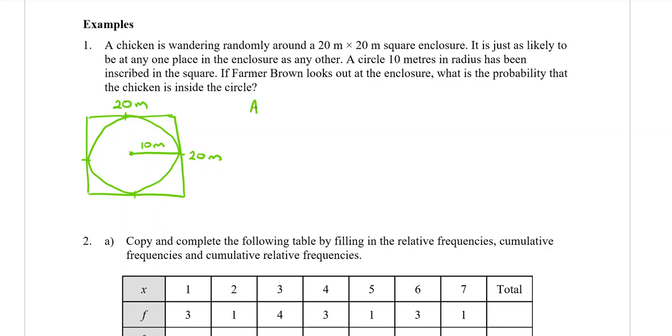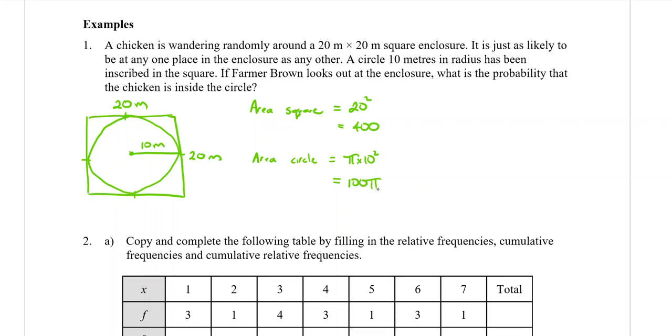The area of the square is 20 times 20 or 20 squared, which is 400. The area of the circle is pi r squared, so that would be pi times 10 squared. I'm going to leave it in exact form. That would be 100 pi.